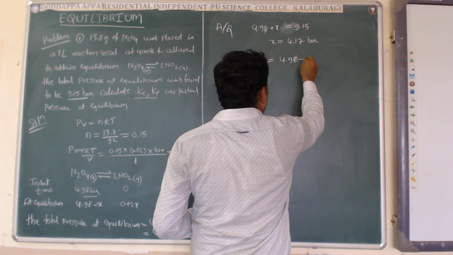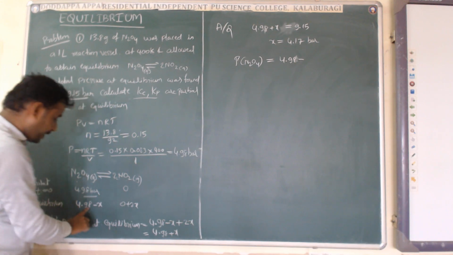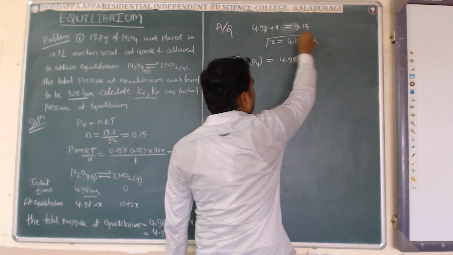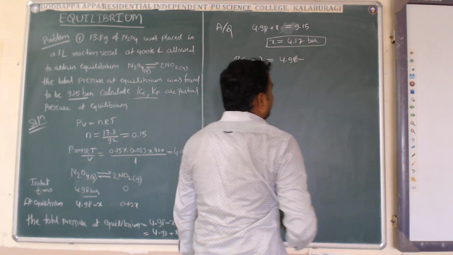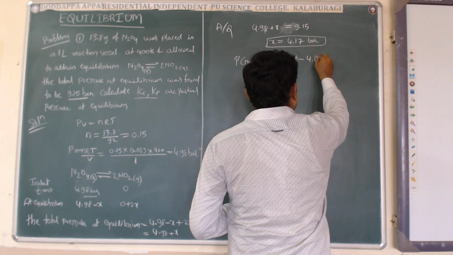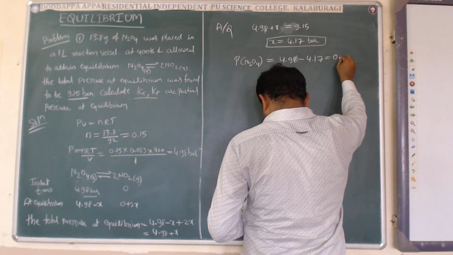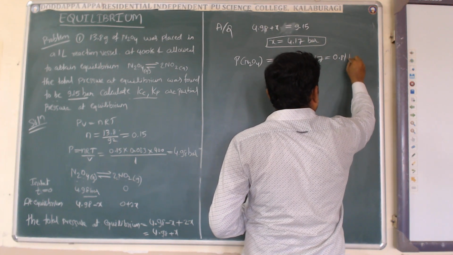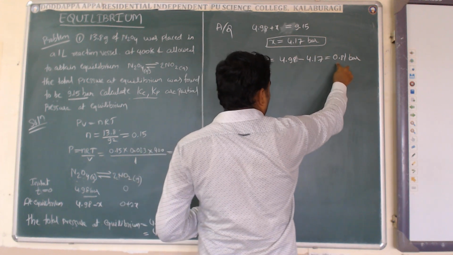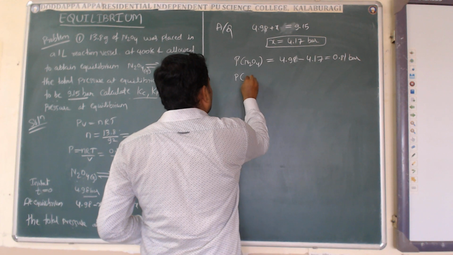4.98 minus x. What is the x value here? The x value we are finding out is 4.17, so you have to write down 4.98 minus 4.17. What value are we getting? 0.81 bar. The partial pressure of N2O4 is 0.81 bar.